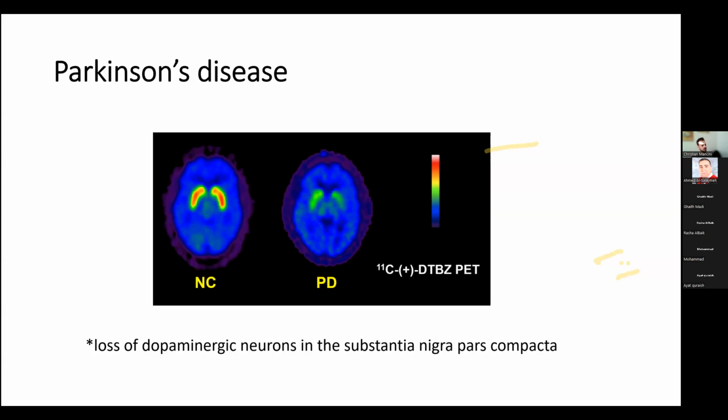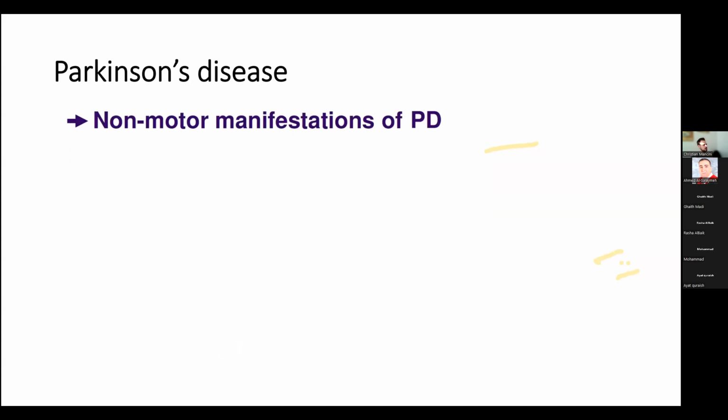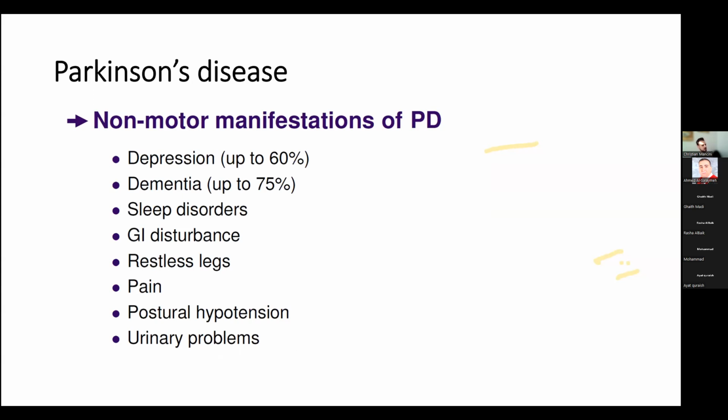On the right, you have Parkinson patients, and the density is much, much lower because there is an active loss of dopaminergic neurons. But there are still other manifestations of PD, Parkinson's disease, that are not motor. So we have depression, dementia, sleep disorders, gastrointestinal disturbances, restless leg syndrome, pain, postural hypotension, and urinary problems. But another non-motor manifestation is, in fact, that inhibitory control is impaired in Parkinson's disease.